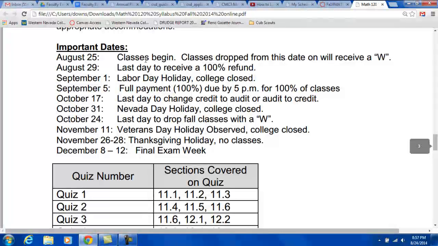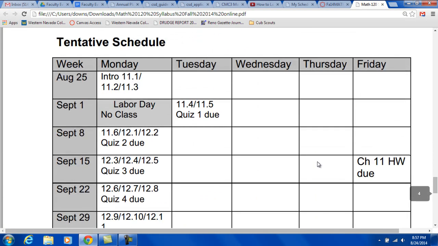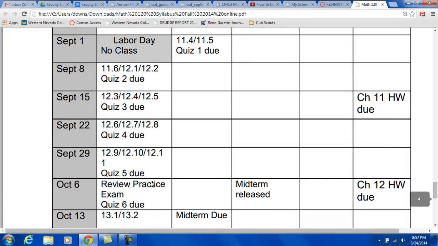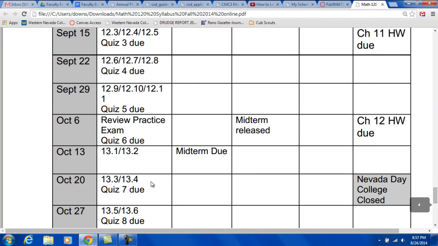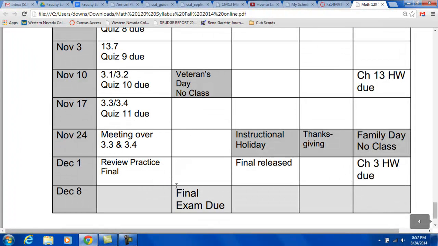Here are the important dates. Class begins. So these are all fall 2014 dates. Here are the quizzes 1 through 11 and the topics that they cover. And here's our tentative schedule. So try to keep on pace with the schedule. If something changes, we'll talk about that. And our final exam on the 9th.